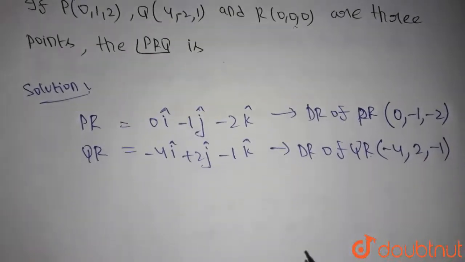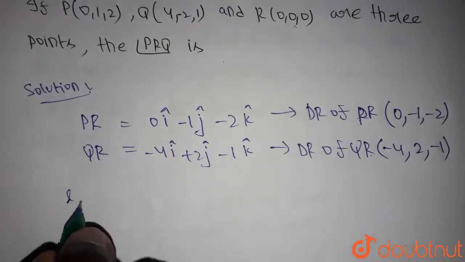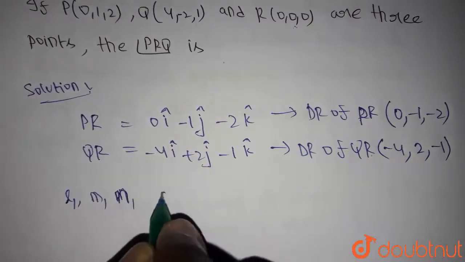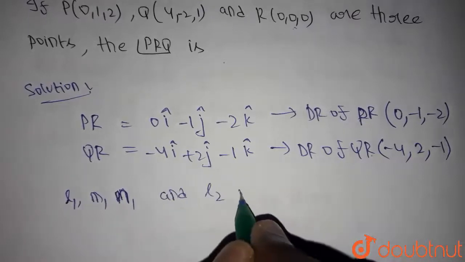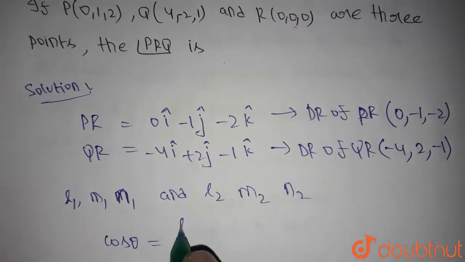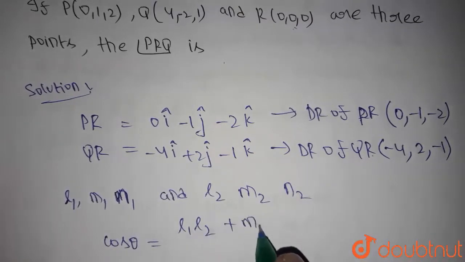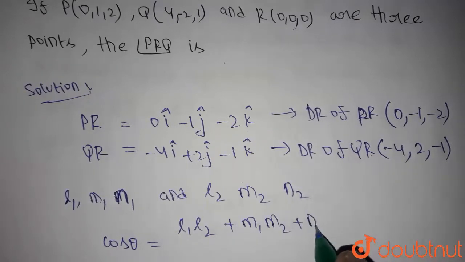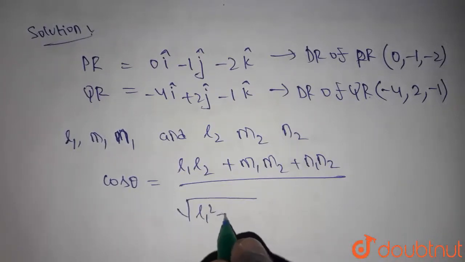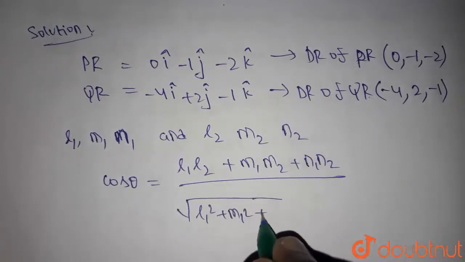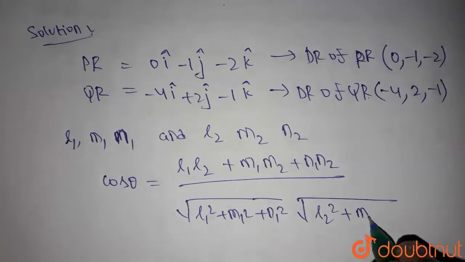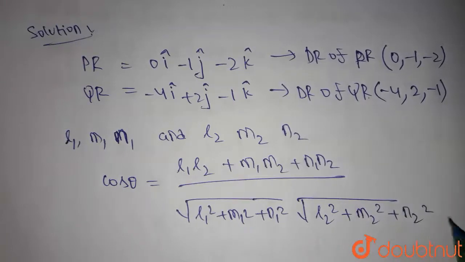Okay. If two lines have direction ratios L1, M1, and N1, and L2, M2, and N2, then the angle between them, cos theta, is given by L1 L2 plus M1 M2 plus N1 N2 divided by root over L1 square plus M1 square plus N1 square into root over L2 square plus M2 square plus N2 square.